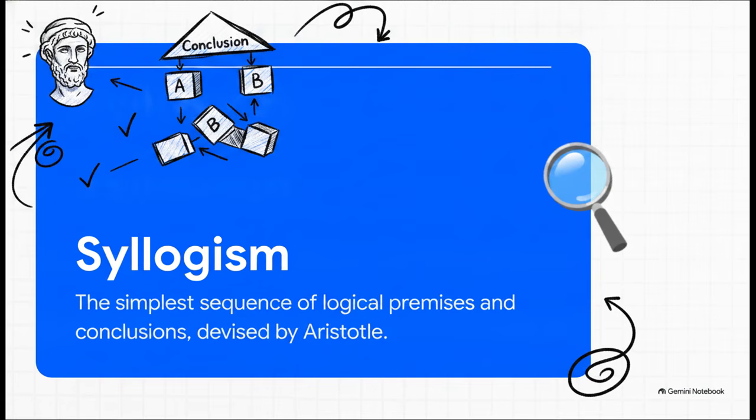Now, don't let that fancy word intimidate you. It's honestly just the simplest sequence of logical premises and conclusions. Think of a premise as a building block of evidence. If block A is solid and block B is solid, well, they can hold up the roof, which is your conclusion. If your premises aren't logically sound, your entire argument just collapses.